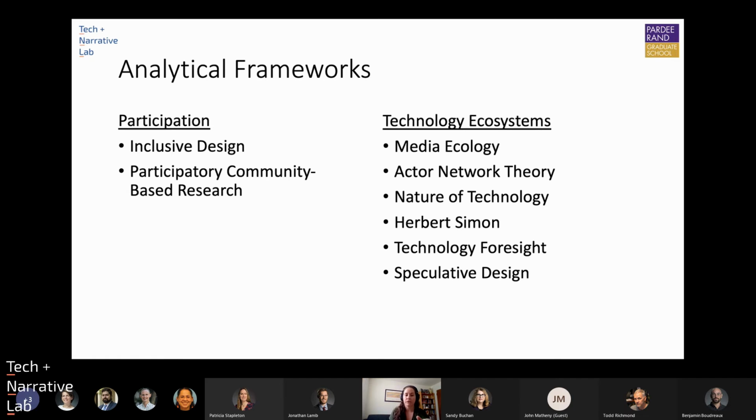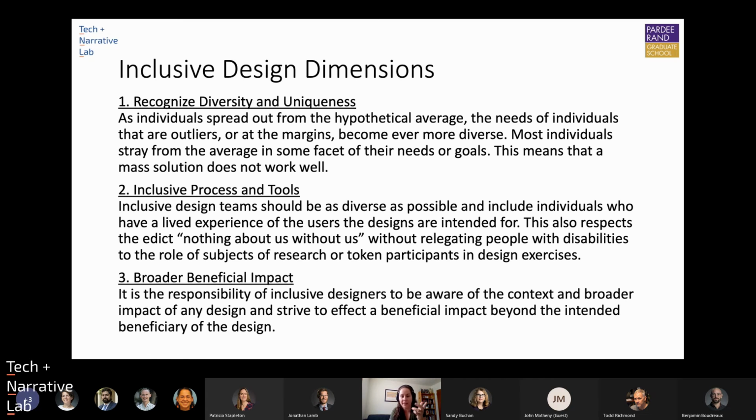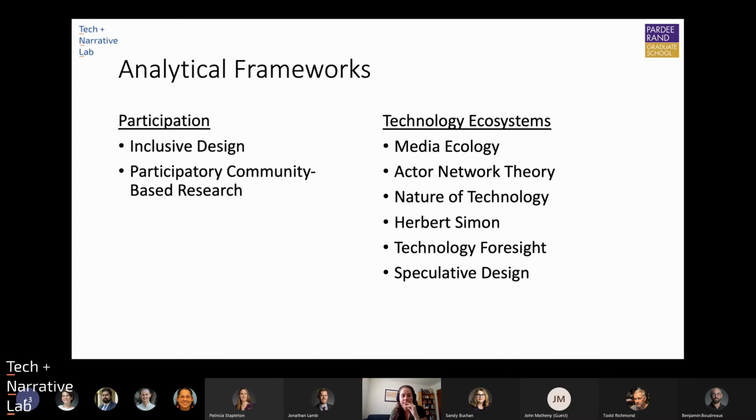So in these analytical frameworks that we're drawing on here, you'll see some overlap on the participation side. We have participatory community-based research listed in here, and the community participation group that's presenting later will talk a lot more about that, but that was something that came up in our group. Could you go back, Ben?